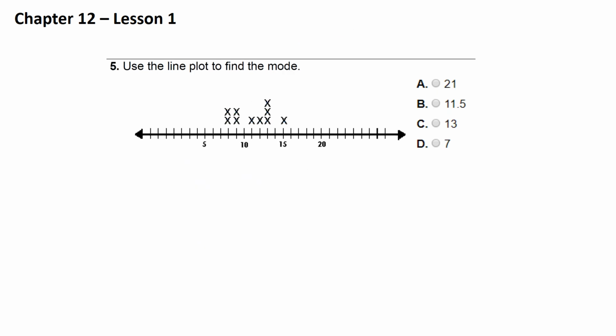Question number 5. Use the line plot to find the mode. The mode is the most often occurring, and that would be right here, the tallest one, and remember O, O. And we have 10, 11, 12, 13, 14, 15. So each line is 1, 10, 11, 12, 13. So 13 is the mode. Now you may have more than one mode, or no mode at all. In this example, we just had one mode.